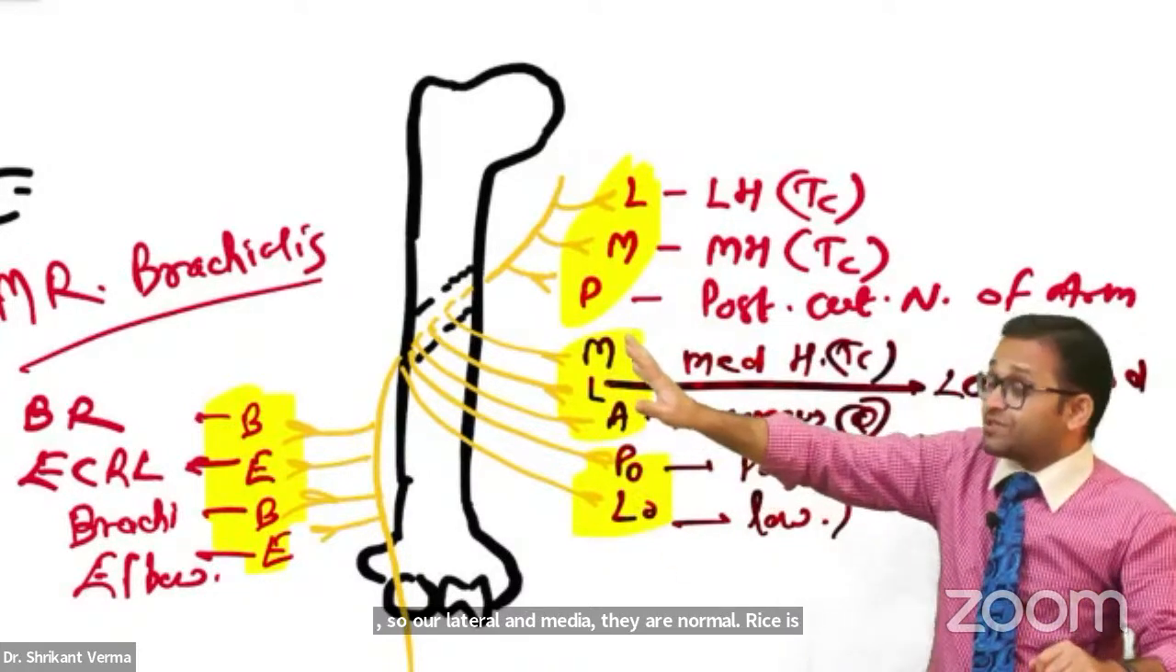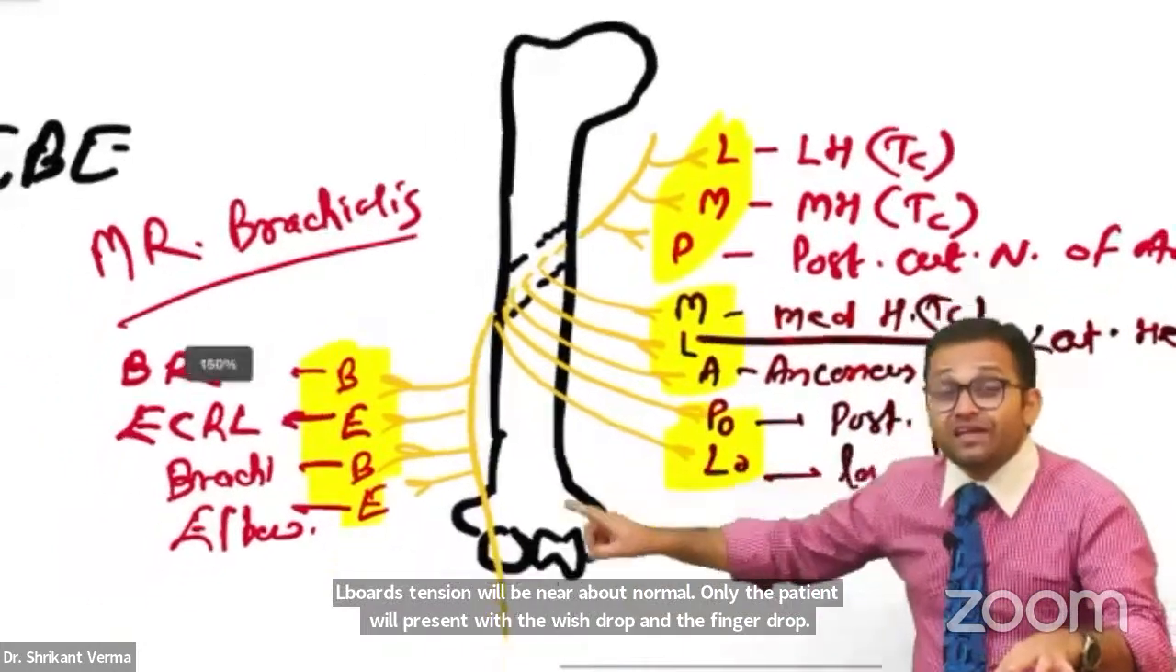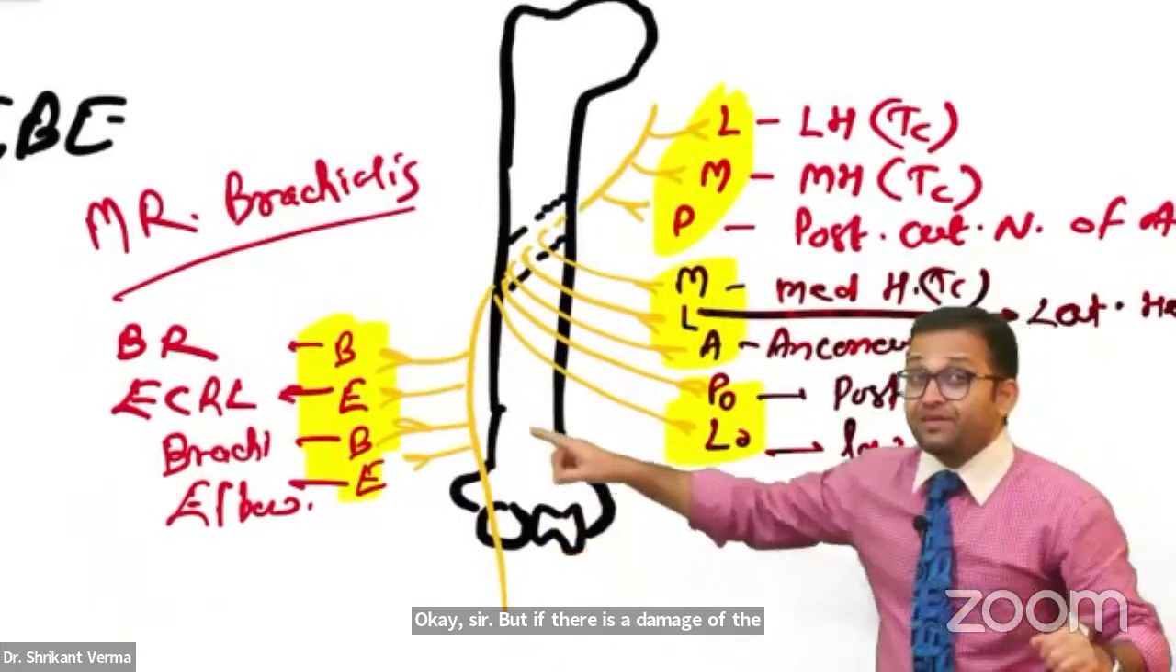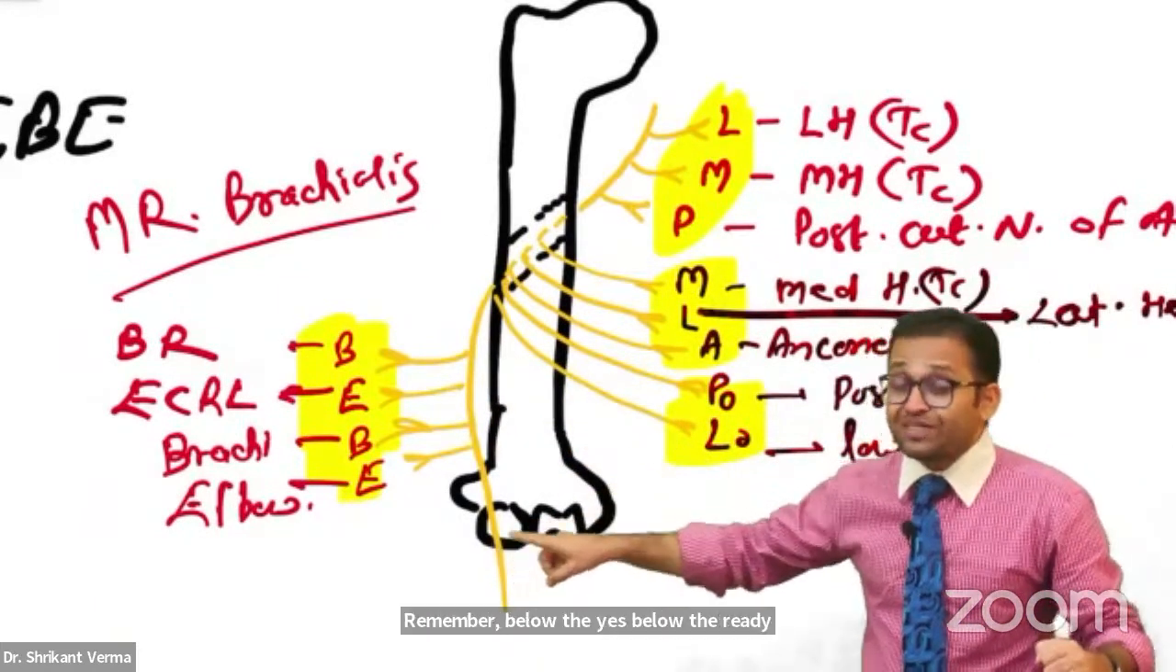Only then will the patient present with wrist drop and finger drop. But if there is damage of the radial nerve at the cubital fossa, below the radial groove, this is not seen commonly. At the cubital fossa, it is seen commonly.